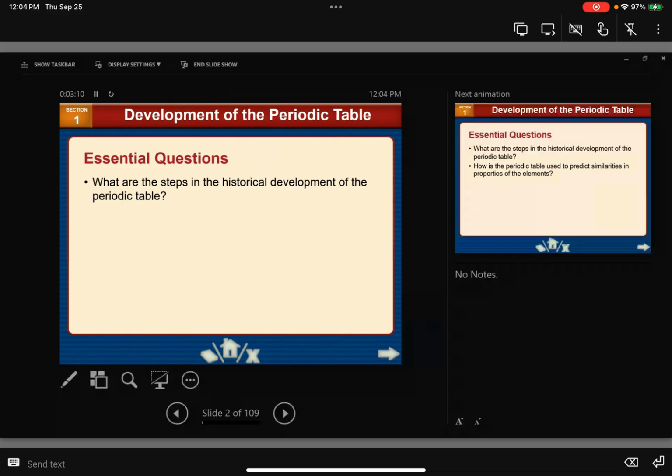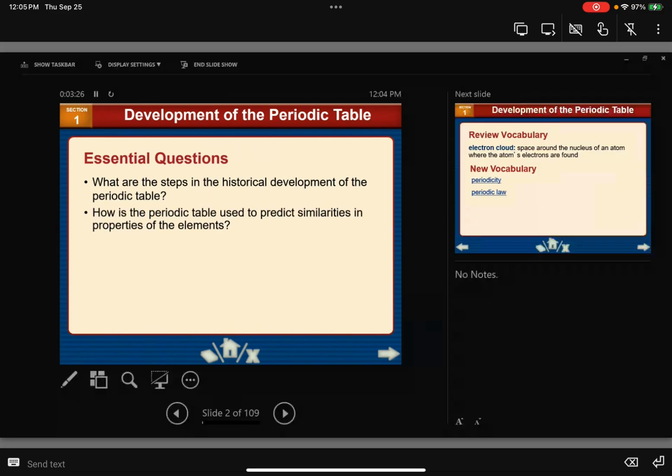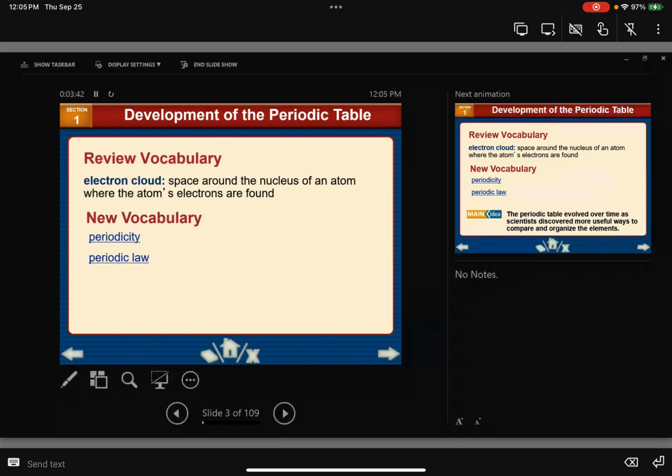And it is all, well, the first lesson anyways, is all review of what we did freshman year, talking about the development of the periodic table. So we might go through this pretty rapidly. So, essential questions for lesson 1, which are listed on page 84 in your book: What are the steps in the historic development of the periodic table? And how is the periodic table used to predict similarities in similar elements?